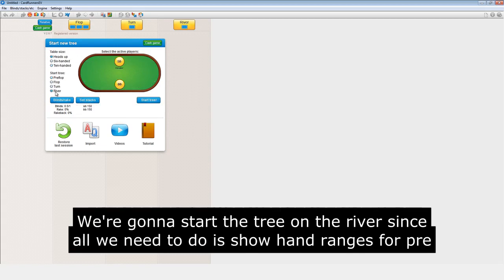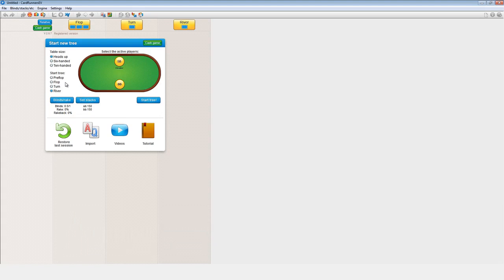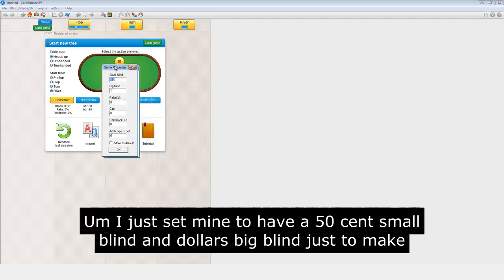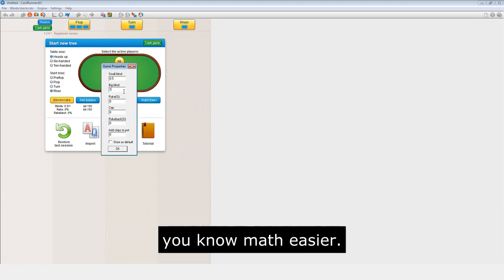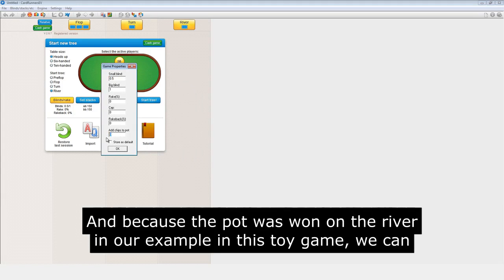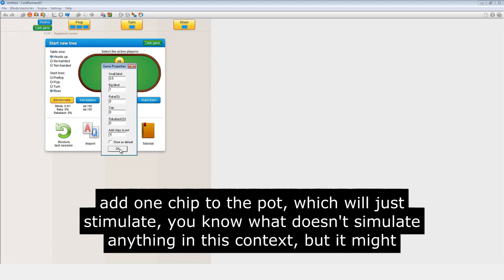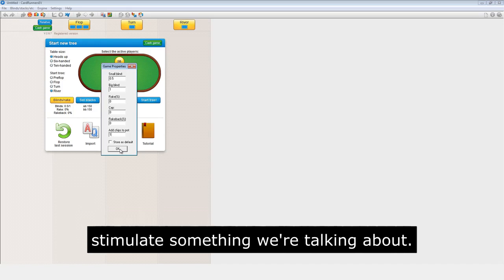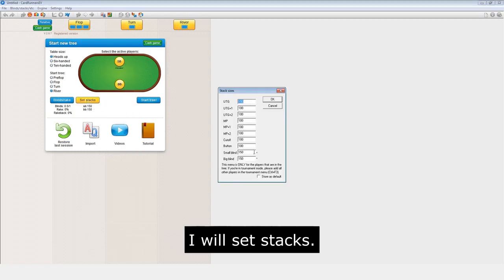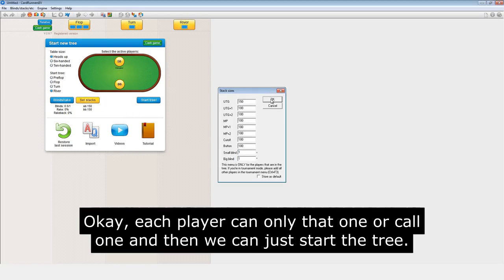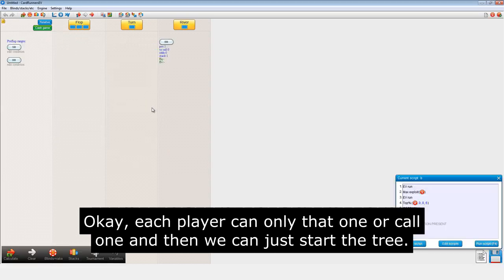We're going to start the tree on the river, since all we need to do is show hand ranges for pre-flop, and then we only want to solve for the river. Then we can look at the blinds and the rake. I just set mine to have a 50-cent small blind and $1 big blind just to make math easier. And because the pot was 1 on the river in our example, in this toy game, we can add 1 chip to the pot, which doesn't simulate anything in this context, but might if you're talking about no limit hold'em. We'll set stacks. Each player can only bet 1 or call 1. And then we can just start the tree.